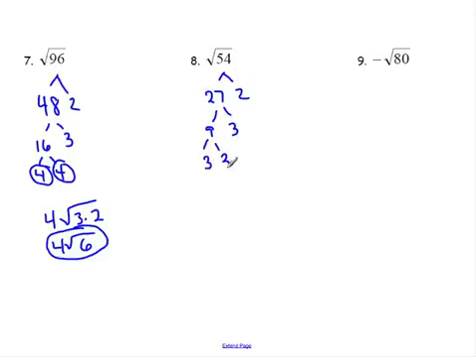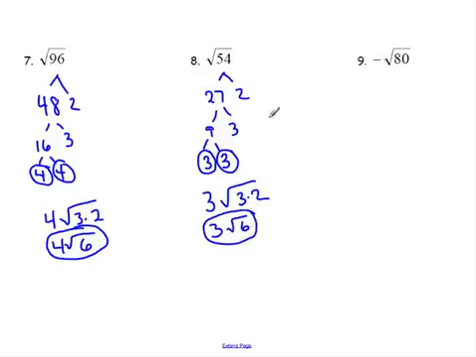The square root of 54 gives us 27 and 2, which breaks down into 9 and 3. The 9 gets broken down into 3 and 3. If I look for pairs, there's a pair of 3s. I can take that out front. What I have left is a 3 and a 2. I'll multiply those together to get 3 times the square root of 6.